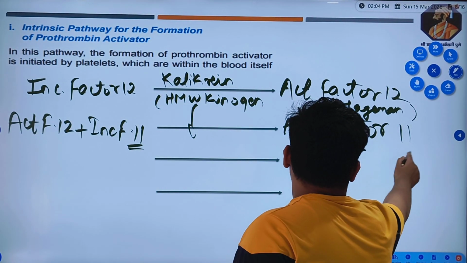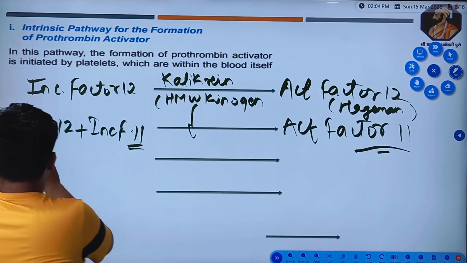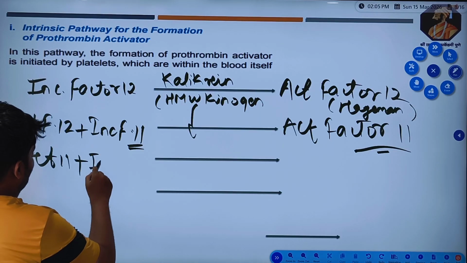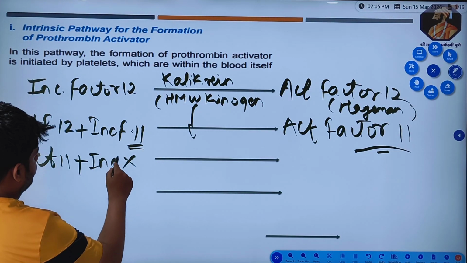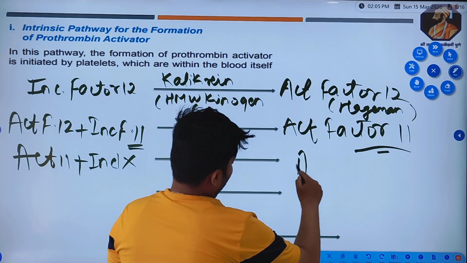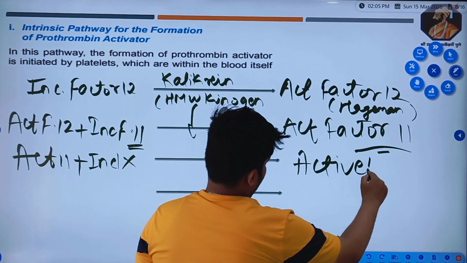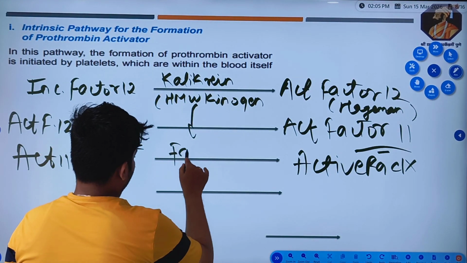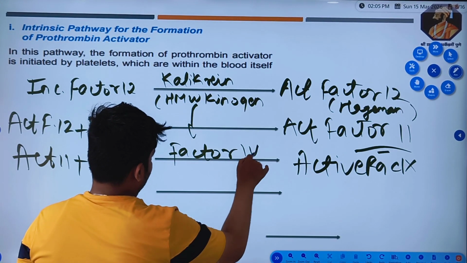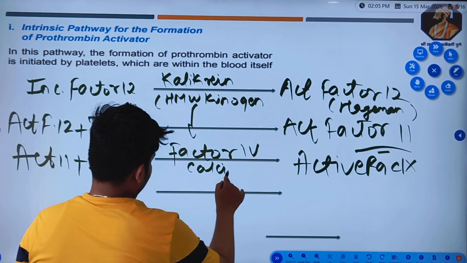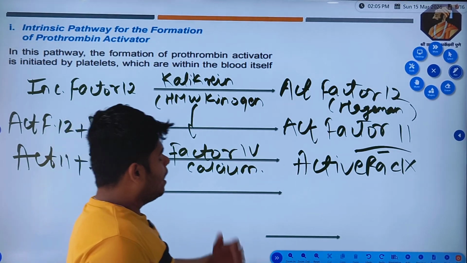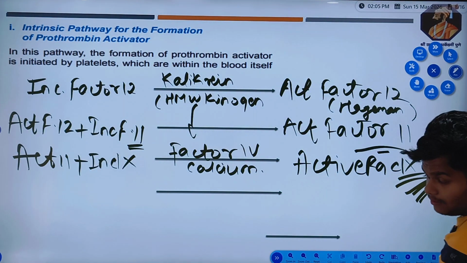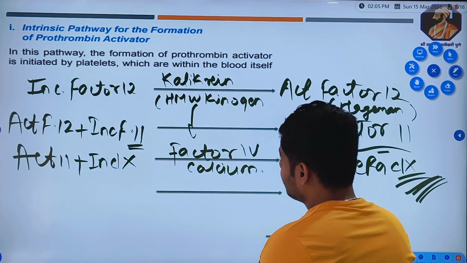So what this active factor 11 does is, it converts inactive factor 9 to active factor 9, in presence of factor 4, which is your calcium. Now this active factor 9 is very loyal.